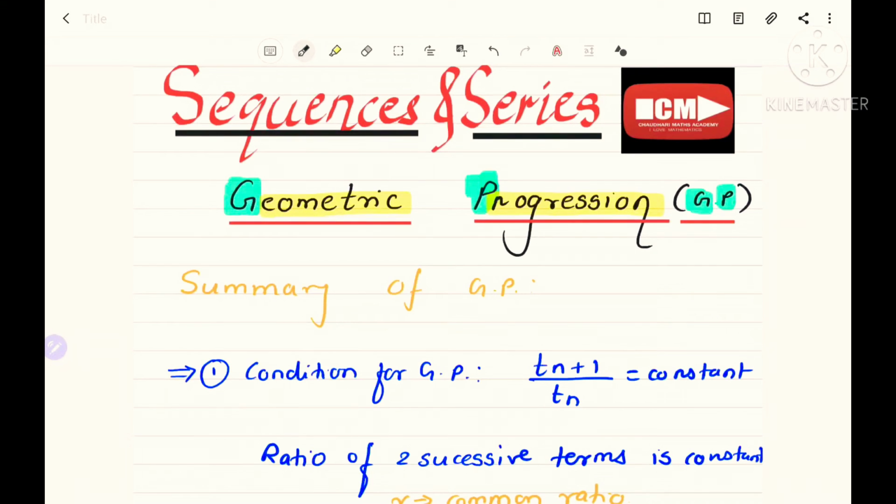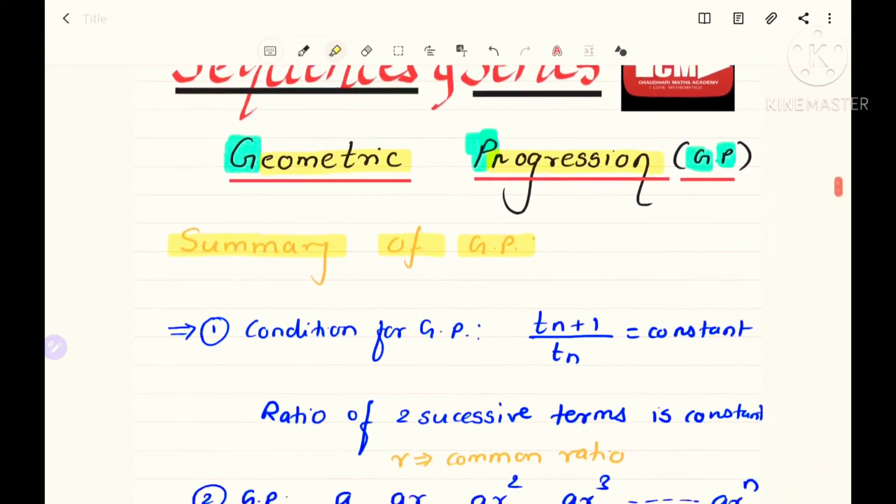If you remember, in my previous video we already discussed all the details of arithmetic progression and also all the details of geometric progression. So this session belongs to problem solving. Before that, let's revise the entire summary of geometric progression. So here I am first discussing the summary of geometric progression.